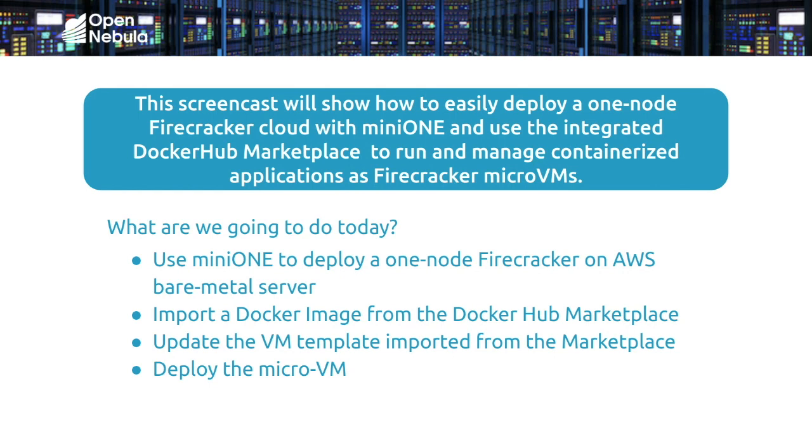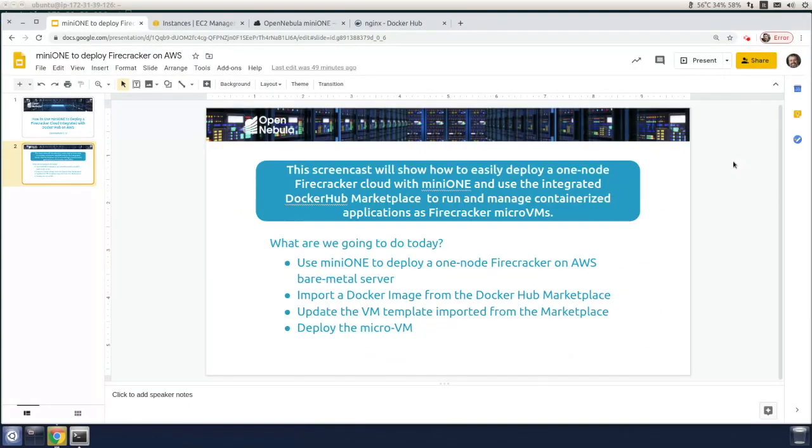First, I'll show how to use MiniOne to deploy a single Firecracker node on an AWS bare metal instance. Then, I'll import an official Docker image, Nginx, from the Docker Hub Marketplace, update the VM template imported from the Marketplace, and finally deploy the micro VM.